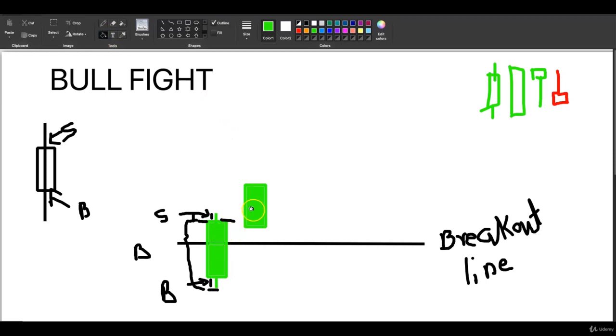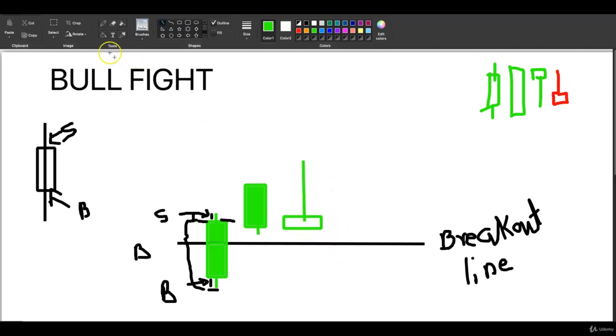So see here, the next candlestick is also a bullish candlestick. What you are going to do here: if we have a wick like this, it's okay. If we have a wick like this, then also okay. But what is not okay is when we have a candlestick like this.